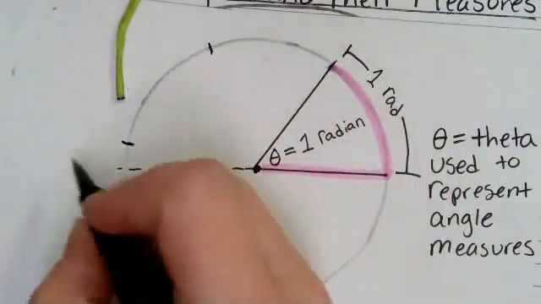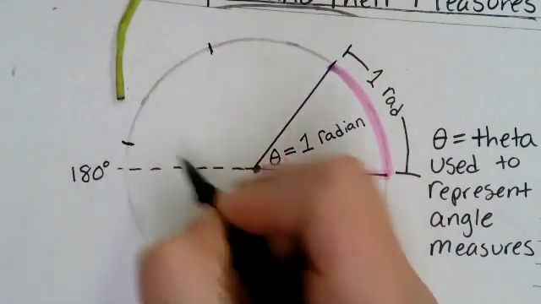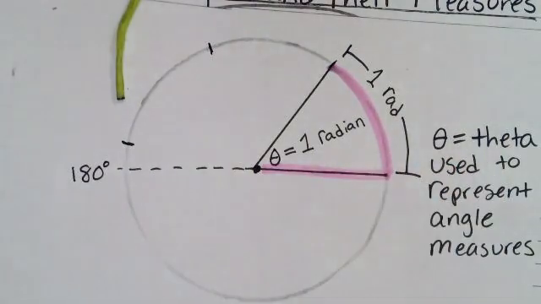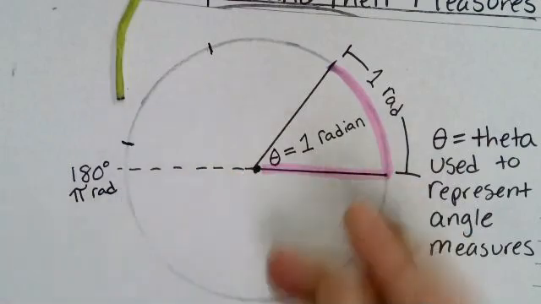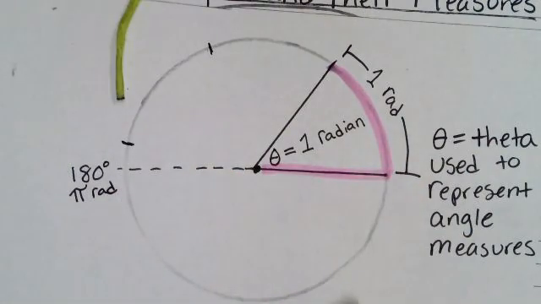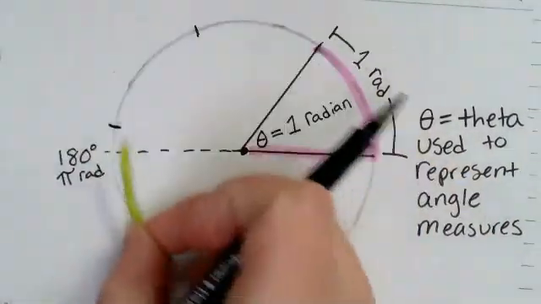Instead of us having 180 degrees, which is what halfway around the circle is, in terms of radians, halfway around your circle is actually pi radians, okay?